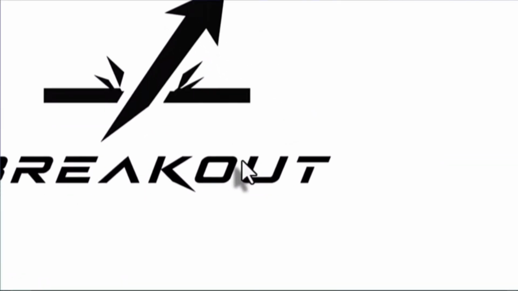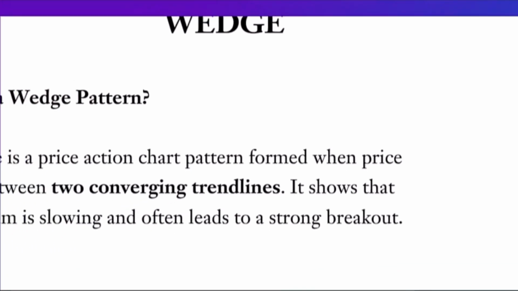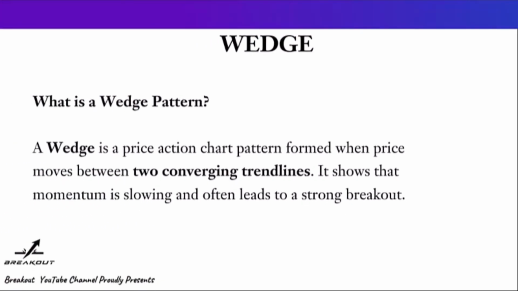Let's dive into the wedge. Okay, what is a wedge? A wedge is a price action chart pattern formed when price moves between two converging trend lines. It shows that momentum is slowing and often leads to a strong breakout.